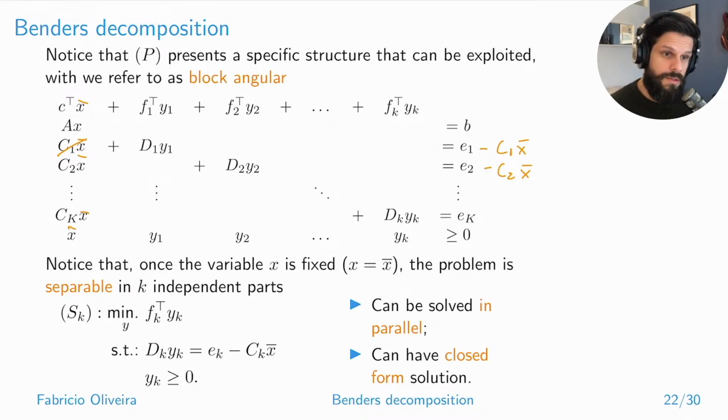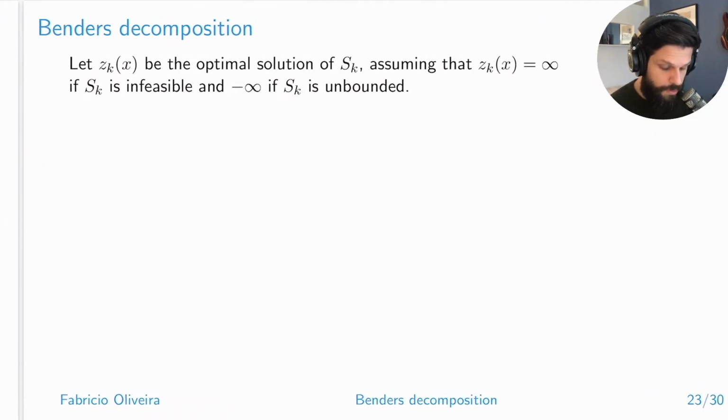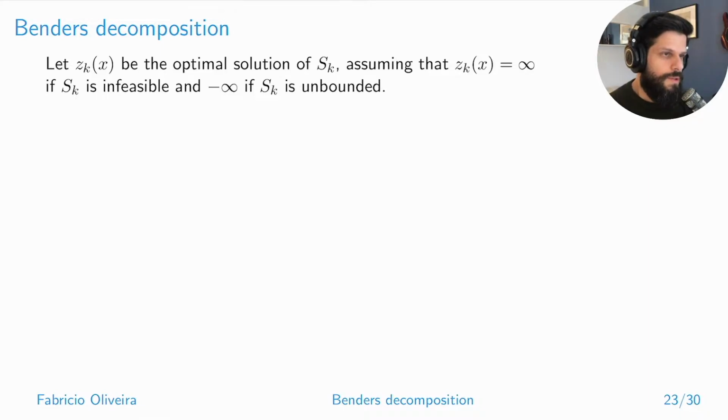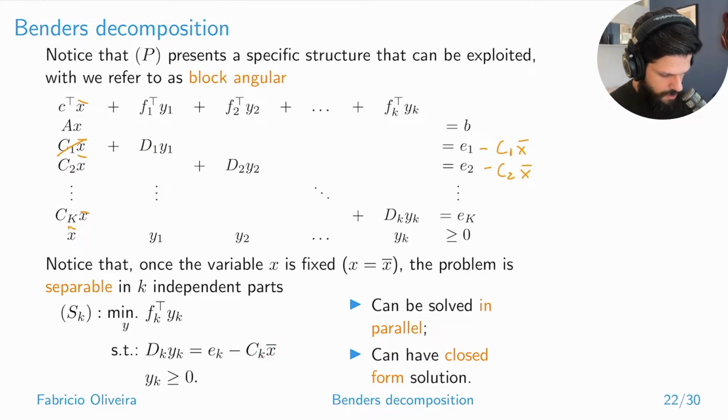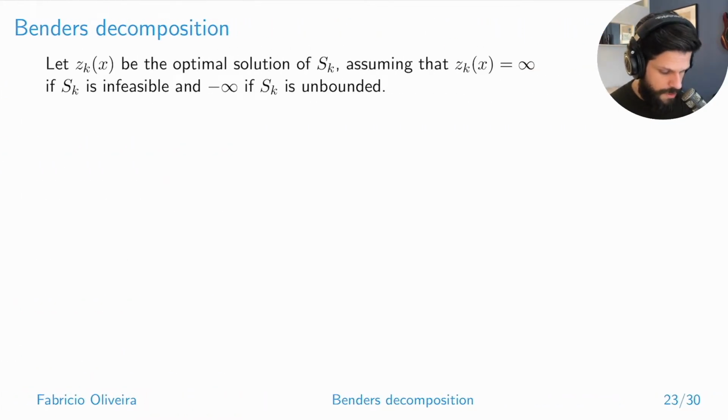So this process of fixing the solution is not sufficient. But we can use that in our favor. In order to derive a better decomposition, let's assume that we have this value z of xk, and here I'm purposely making explicit that it depends on the variable x. So if you plug x bar here, and then you solve sk, then you obtain zk of x bar. So that's what that means.